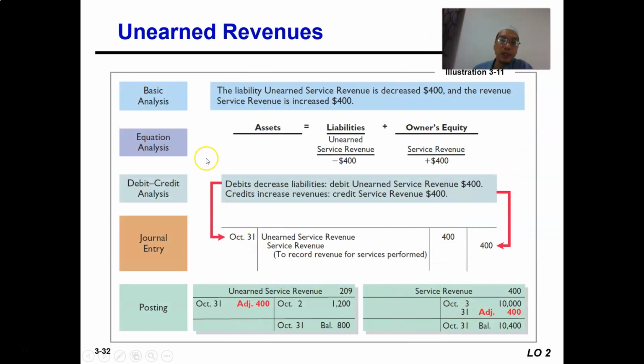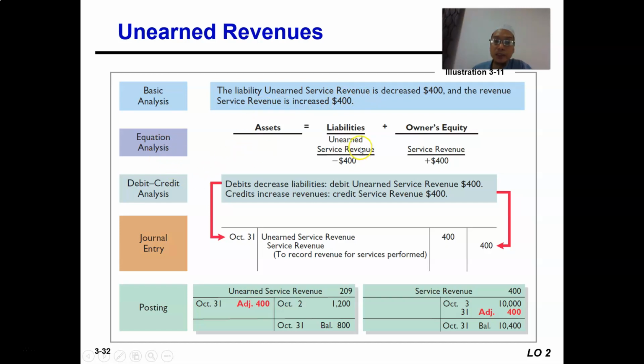Okay, to look at the analysis of the adjustment, the liability unearned service revenue is decreased by 400 because we have rendered part of the service of the value of 400. Therefore, we reduce our liability. We do not owe them as much as before. And the revenue is increased by 400 because we have done the service. We need to increase our revenue.